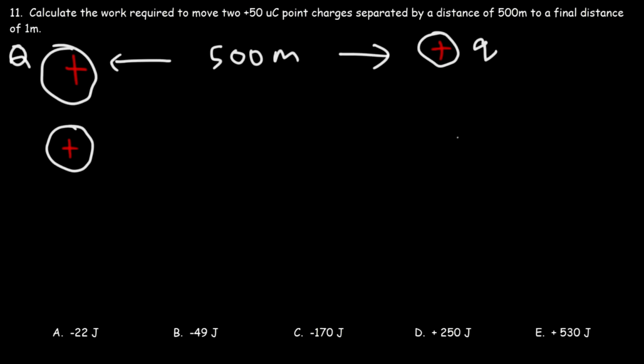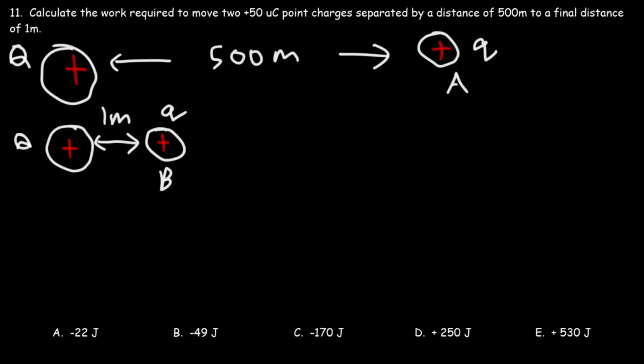Now what we're going to do is find the work that's required to move the movable charge from a position of point A to a position of point B. So at point B, the new charge Q, or lowercase q, is going to be a distance 1 meter away from the stationary charge. So how much work is required to move lowercase q from point A to point B?